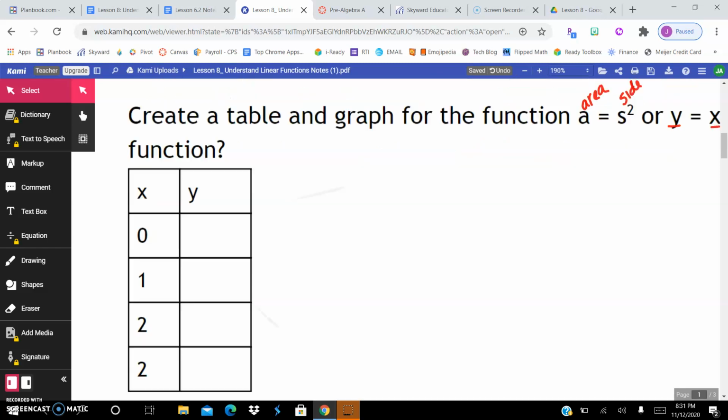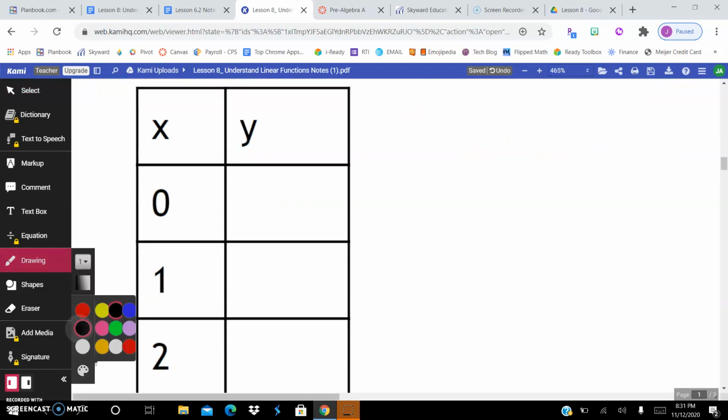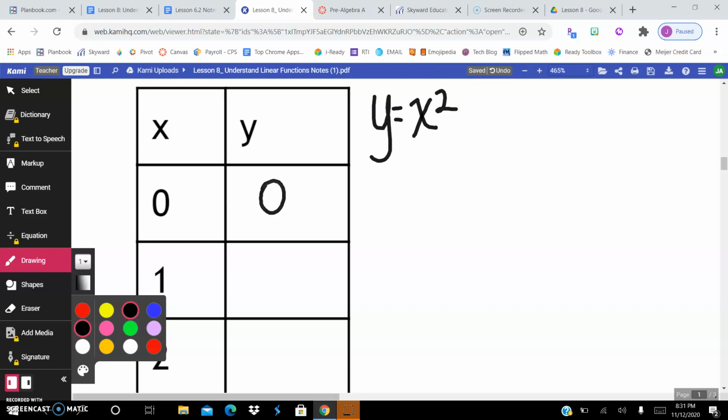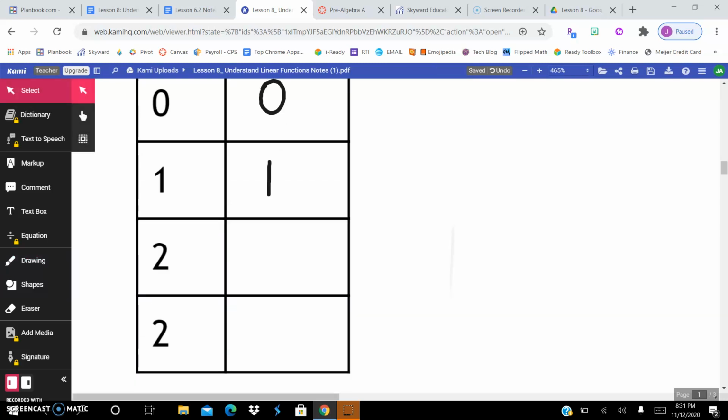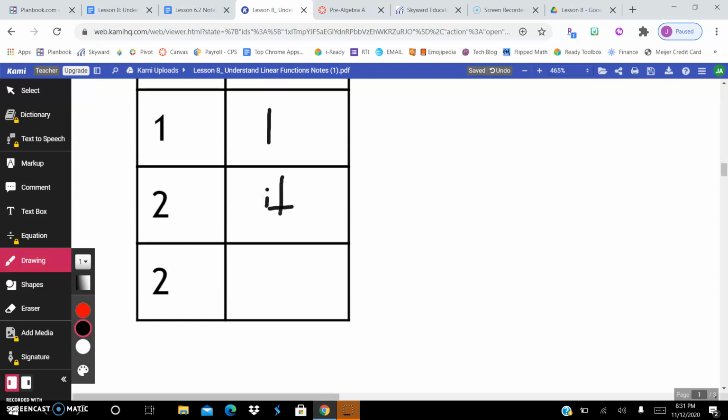So y equals x squared. Basically we have to take every input and square it. So 0 squared, 0 times 0 is 0. 1 squared would be 1 times 1, so that's 1. 2 squared is 4. Up here, I typed 2 twice. This should be a 3. 3 squared would be 9.